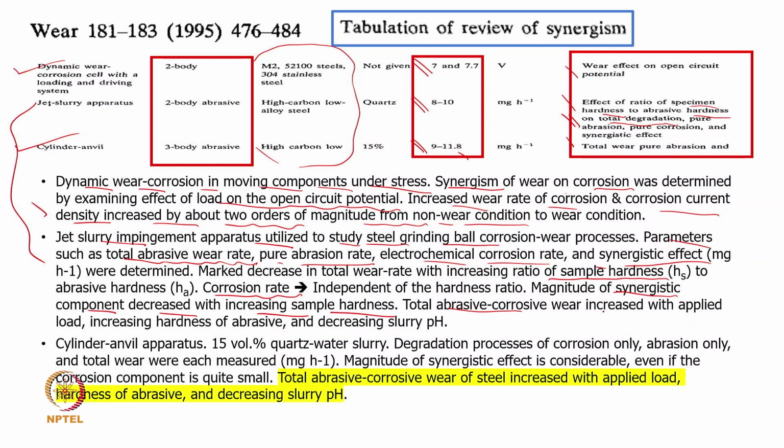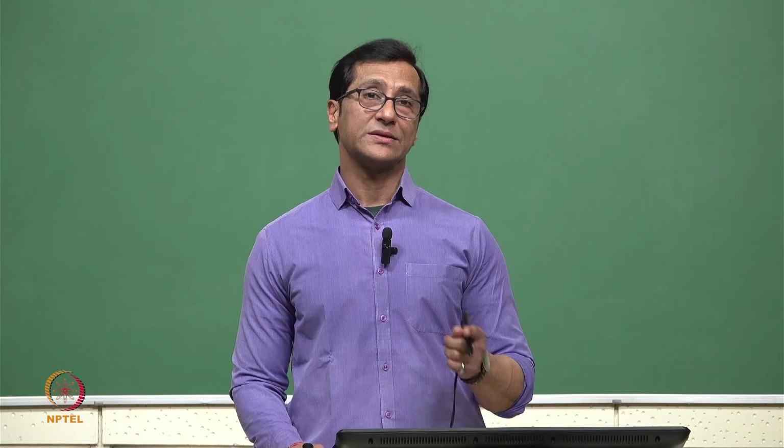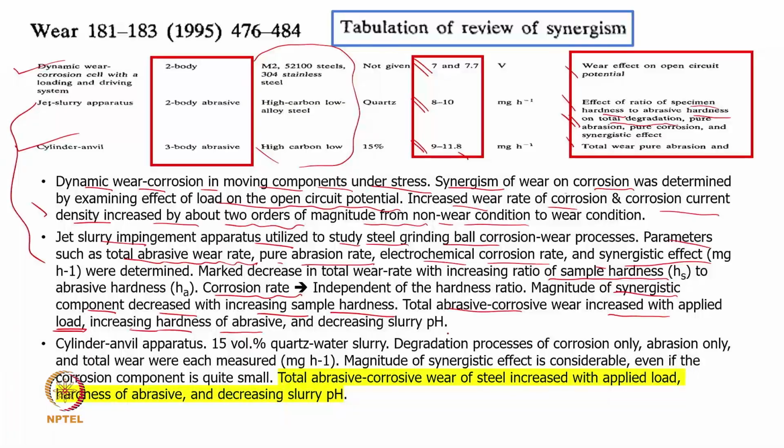The total abrasive corrosive wear increased with applied load. That means if there is a higher load, synergy will increase. And then, if the hardness of the abrasive material, not the sample hardness, increases, synergy will increase. And then if the pH level goes to the acidic side, again synergy will increase.